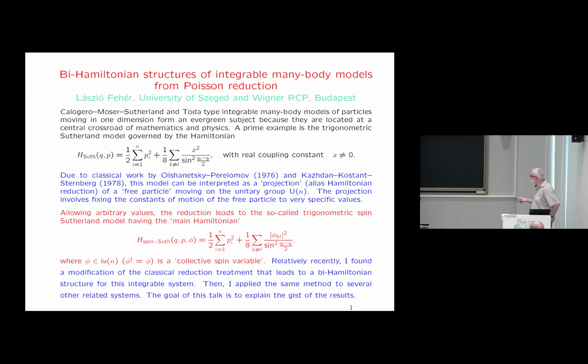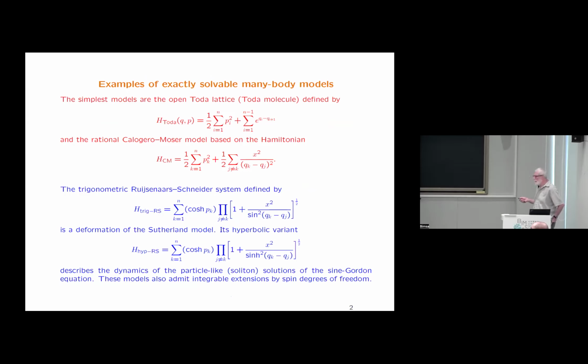So the point I want to say is that it is well known how to obtain these models by the method of Hamiltonian reduction. And a few years ago, I realized that it is possible to have a modification of this reduction treatment, which is such that the same models will result, but they will be equipped with two different Hamiltonian structures, two different Poisson structures, which form a Bi-Hamiltonian structure. So this is the topic of my talk.